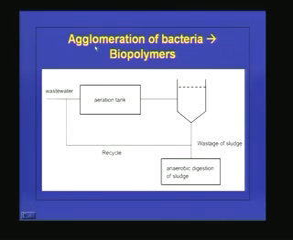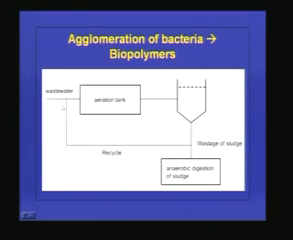Okay. And we have already discussed the agglomeration of bacteria. Agglomeration of bacteria is possible because of biopolymers. So this biopolymer secretion depends upon the nature of the system. If all the microorganisms are in the low growth phase, they will not be generating any of these biopolymers.